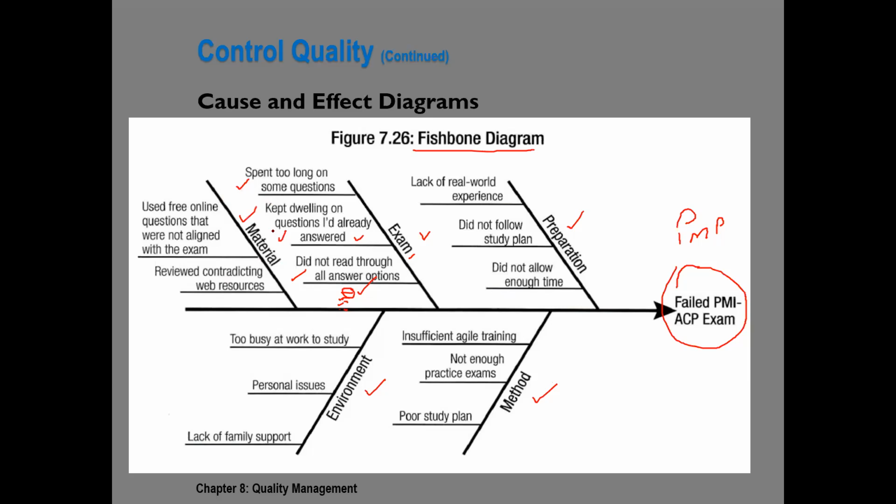Pedro. The material: used free online questions that were not aligned with the exam, and reviewed contradicting web resources. So in fact, PMP has been there since 1986. It's more than 34 years. So the internet is full of PMP questions. So it's very important to know which questions are correct, which questions are up to the mark, very near to the actual exam.